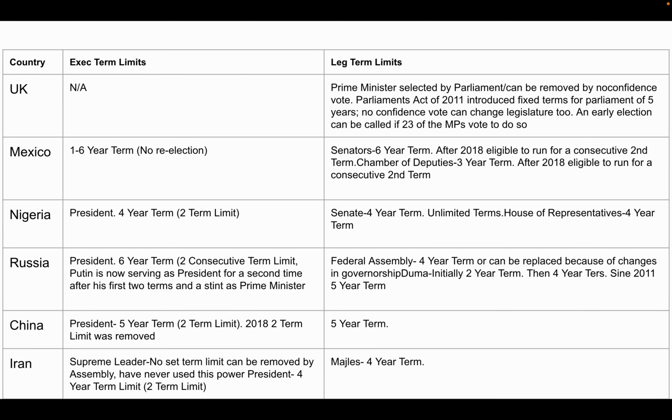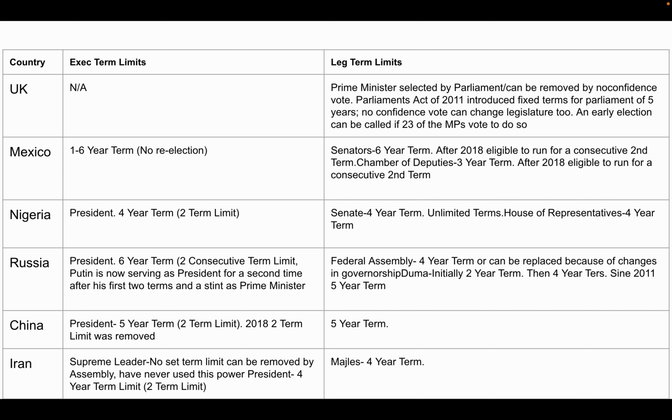All right, to wrap this up, let's take a look at this chart. It shows executive and legislative term limits. These are concepts you definitely need to know. So in the UK, there are no executive term limits. In the legislature, the Prime Minister is selected by Parliament, coming from the majority. The Parliaments Act of 2011 introduced fixed terms for Parliament of 5 years. There's the no confidence vote that can change the legislature as well.